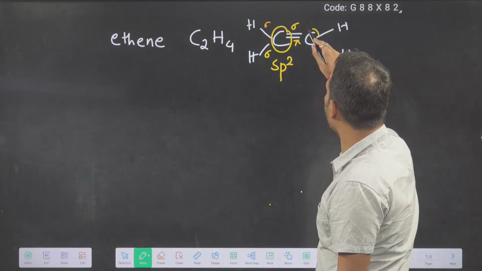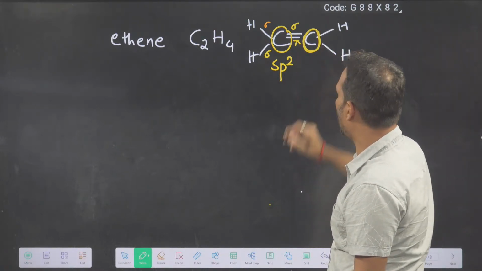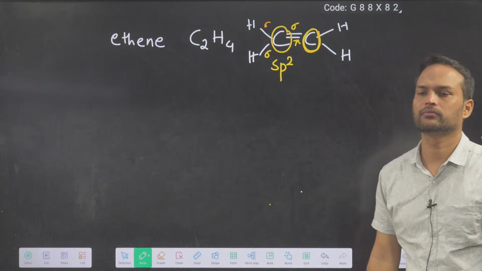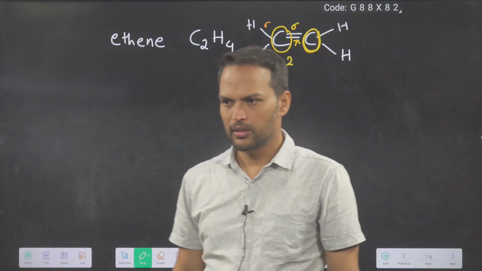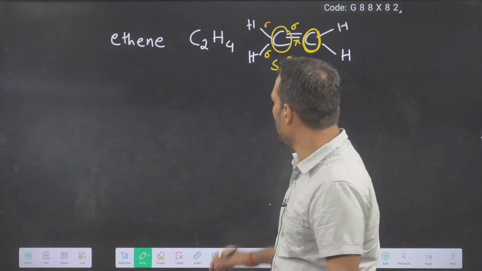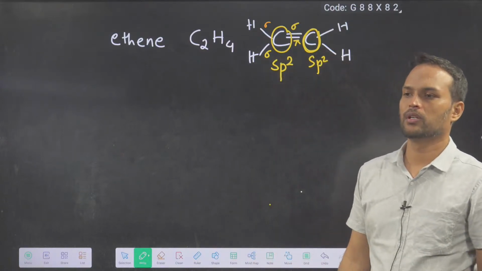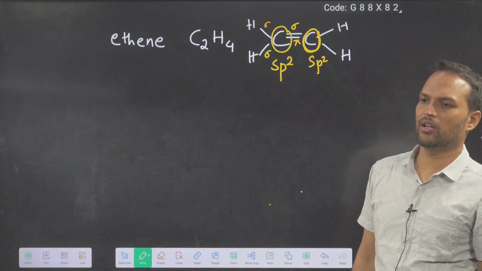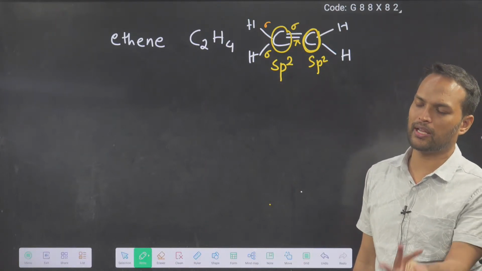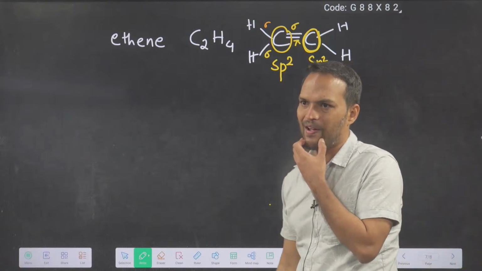Similarly, let's talk about this carbon. How many sigma bonds? 3, so sp2. Clear to everyone? Very easy concept. Just count the sigma bonds and you can tell the hybridization.